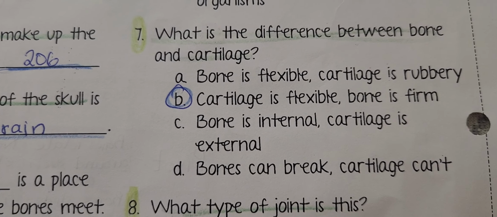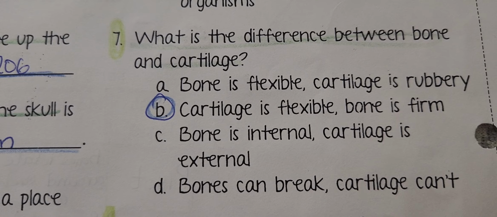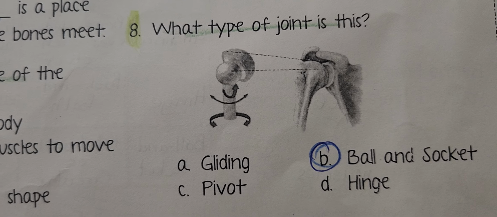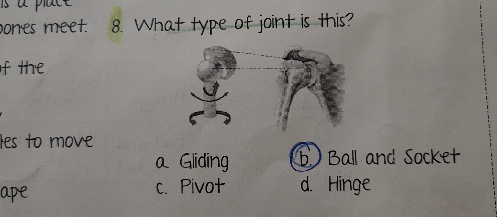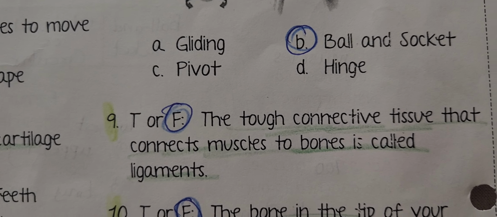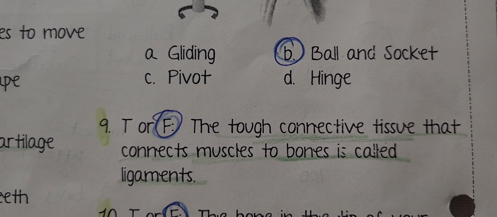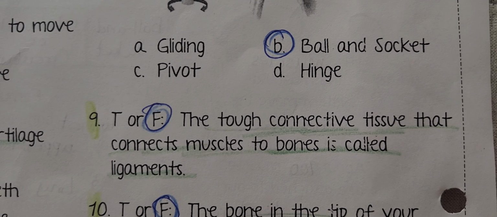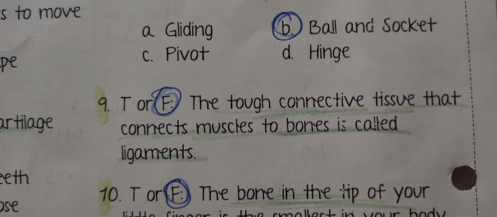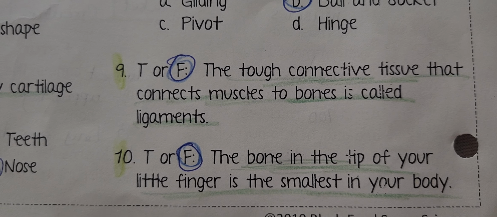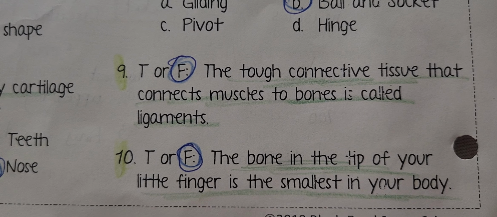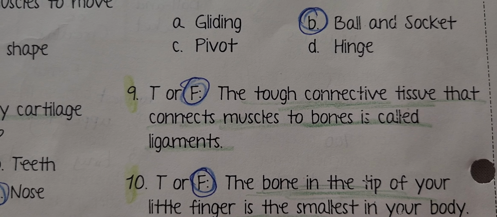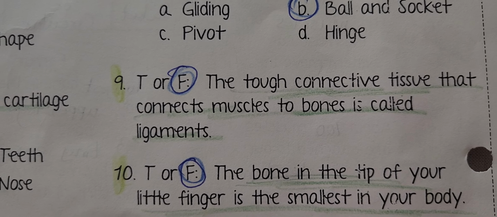What is the difference between bone and cartilage? So basically, cartilage is flexible and bone is firm. This joint in the picture is a ball and socket joint. The tough connective tissue that connects muscles to bones is called ligaments. This is false information. Next, the bone in the tip of your little finger is the smallest bone in your body. This is also false, as we learned earlier that 3 tiny bones in the ear are the smallest bones.